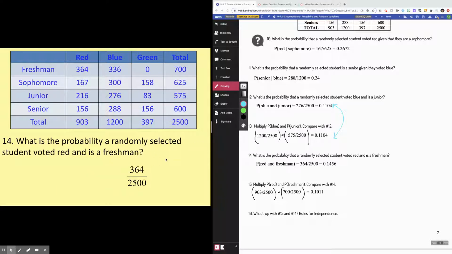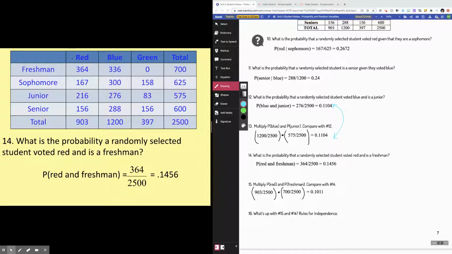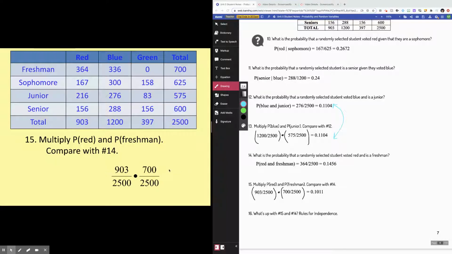Okay, 14 had you do a similar thing, so they wanted you to find the probability of red and freshman. There's 364 people who voted red that were also freshmen, divided by the total in the table, because there's no condition here, which is 2,500, so you get 0.1456 when you do that. Okay, for 15, this time when you multiply their probabilities, you get a different answer.